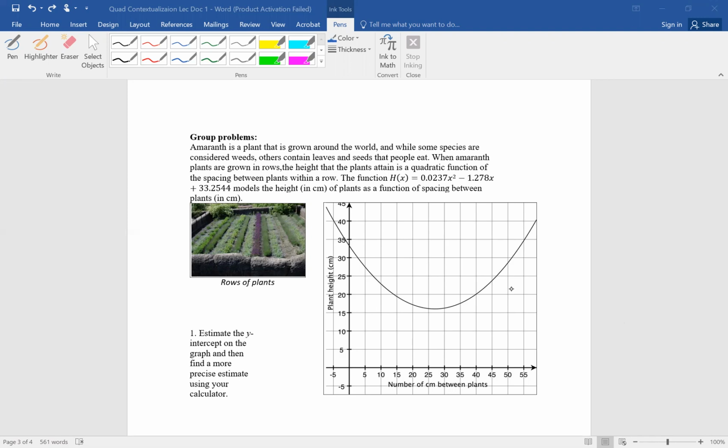So, take a look at this problem. I'm not familiar with, I don't know if I'm saying it right, amaranth. I guess it's the plant that's grown around the world. Some are weeds and some are leaves and seeds that people eat. And there's a function there. This is when plants are grown in rows, the height that the plants attain, in other words, how tall they are. Notice that's labeled already as the y here. So that's the plant height in centimeters. So y is going to be height.